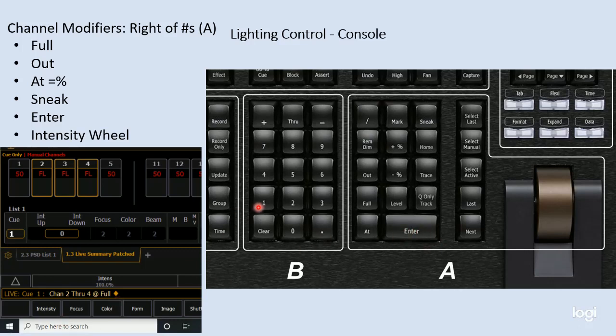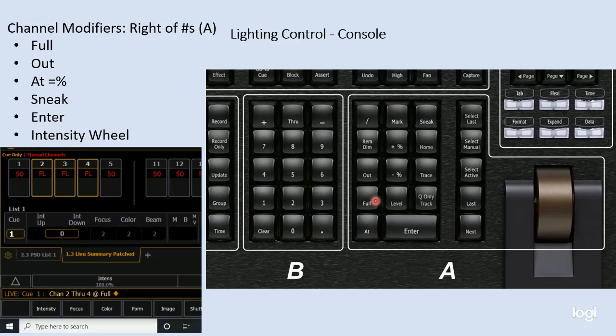So in this case, what I did is I took channels 2 through 4 and I hit at full, enter, and it brought these channels to full. Right? These channels remain selected. At this point, I could say at 50 or at 50, enter, and it would lower them to 50%. So that's the at key to apply a percentage, 0 through 99.